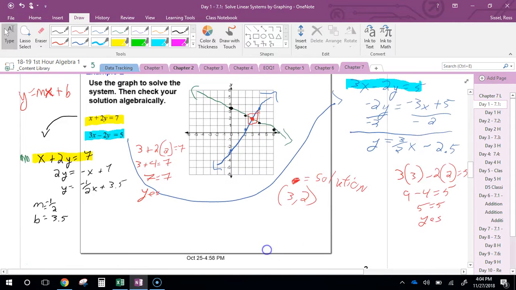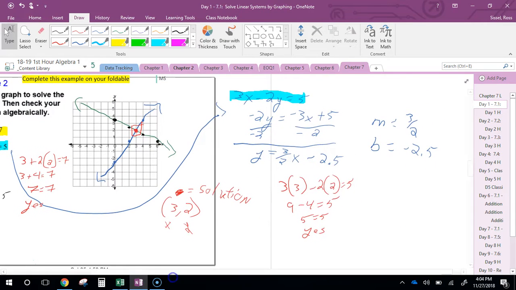Now you'll see in red pen, I went ahead and I went back to check my work. So I went back to x plus 2y equals 7, and I put in 3, which was x, and 2 for y. And I have 3 plus 2 times 2 equals 7, which comes out to 7 equals 7. So yes, it works. I go to the equation 3x minus 2y equals 5. And you'll see that work right here. And we find out 5 equals 5. Yes. So overall, I know my solution is correct.